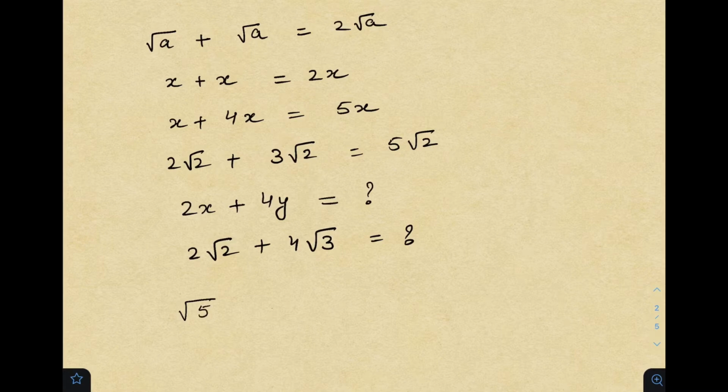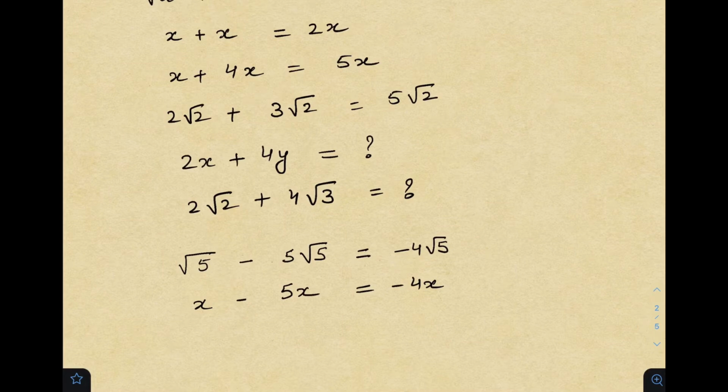Now we will consider the subtraction operation. If I have to subtract 5 root 5 from root 5, what will be my answer? It will be the same as if I have to subtract 5x from x. The answer is minus 4x. Same way, for irrational numbers, I will get the answer as minus 4 root 5 by subtracting the coefficients.